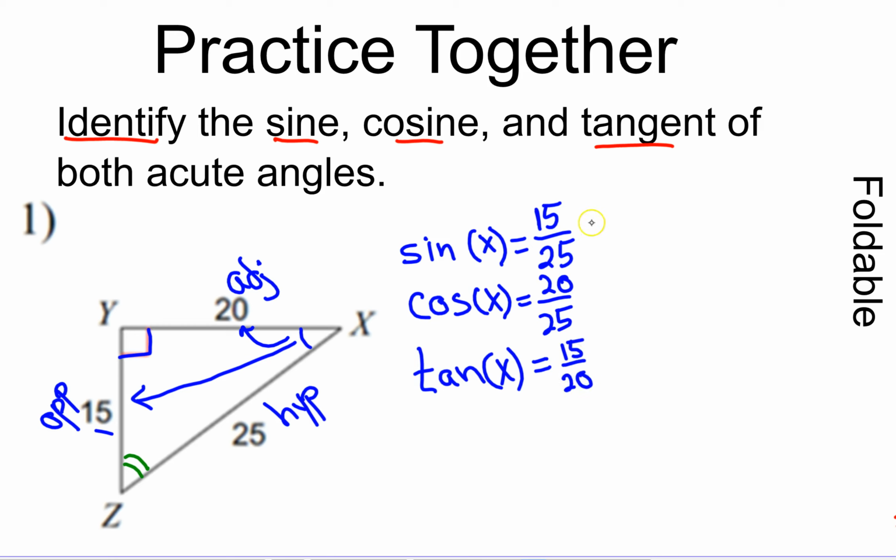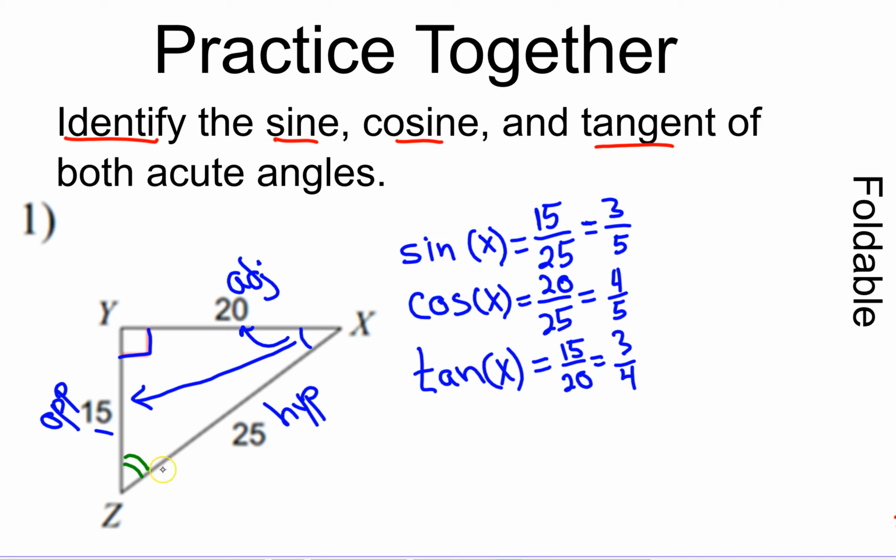Now with each of these, you could simplify these fractions just to make it a little easier, smaller numbers to deal with. 5 goes into both of them, so we could do 3 over 5. 5 goes into both of these, that becomes 4 over 5. 5 goes into both of these, this becomes 3 over 4. And that's perfectly fine to do. It's actually better that way, so you know what the reduced fraction for that ratio is. Alright, so that is all of our trig functions for x.